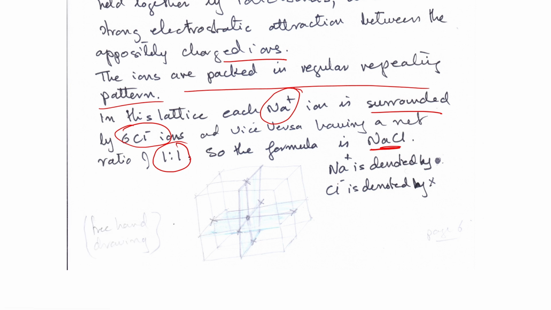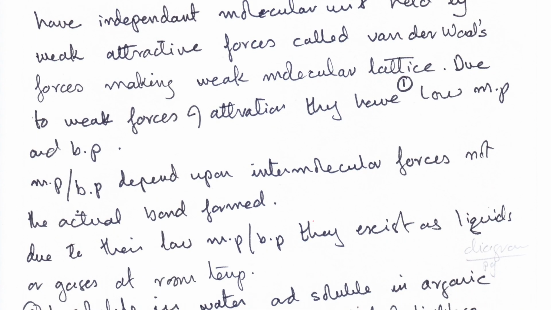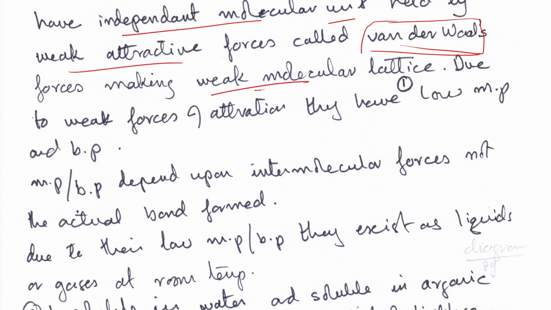Now we come to structures and properties of covalent compounds. Covalent compounds may exist as simple molecular or giant molecular structures. Their physical properties depend upon their structures. Simple molecular structures and properties: substances like bromine, iodine, and sulphur have independent molecular units held by weak attractive forces called van der Waals forces, making a weak molecular lattice. Due to the weak forces of attraction, they have low melting points and boiling points.